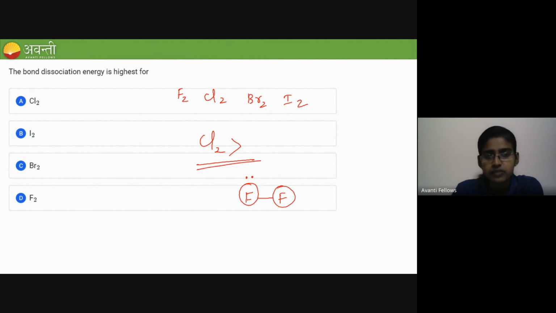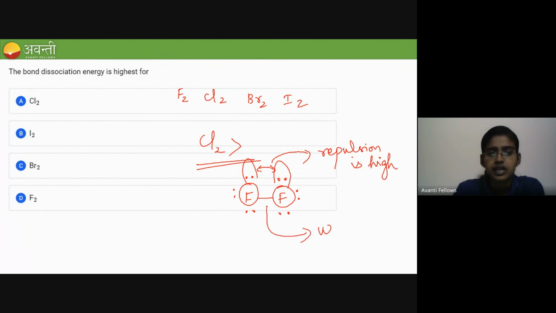fluorine atom is very small, inter-electronic lone pair repulsion will be very, very high, due to which the F-F bond weakens. And if the bond is weak, we can easily break the bond, right? So the bond dissociation energy will be low, but it is very high for chlorine. We cannot break this chlorine bond easily. Then comes fluorine, bromine, and iodine. Okay. So option A is the correct answer.